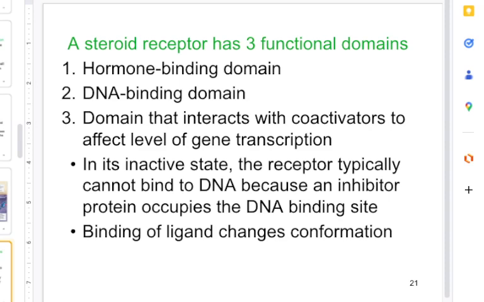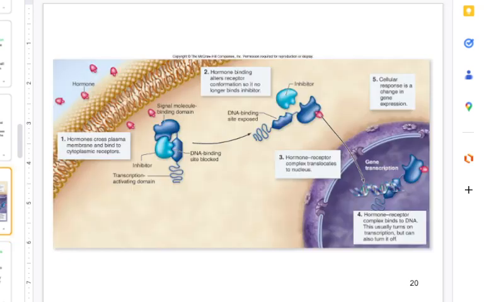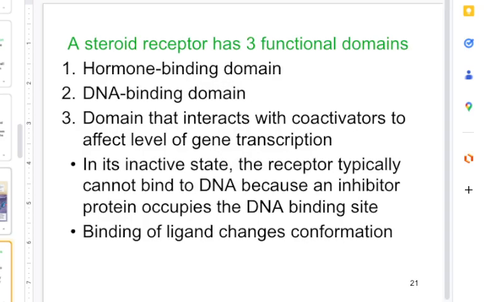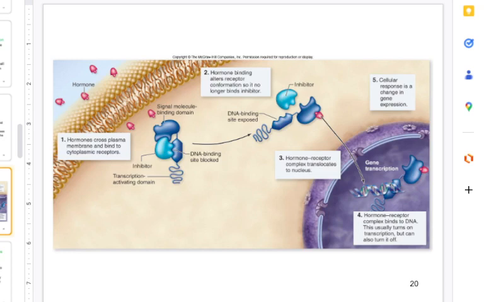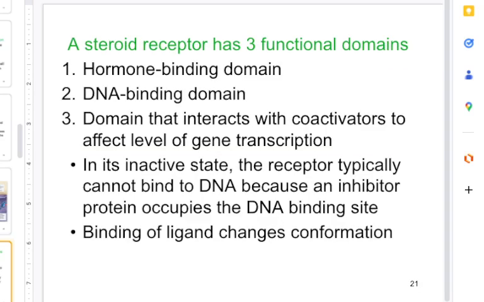Okay, there are 3 functional domains of a steroid receptor. So if we go back to this picture, it's going to explain a little bit better. So we have the hormone binding domain. You can see that there's this intracellular receptor here, and there's a specific part of this receptor protein that has that lock and key fit to the hormone, and that is the hormone binding domain.